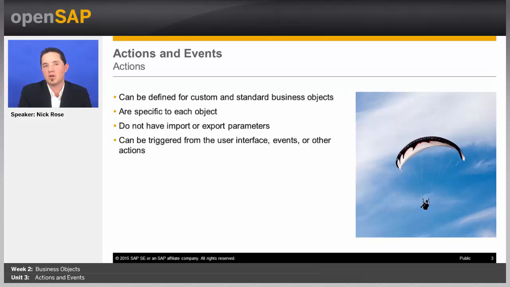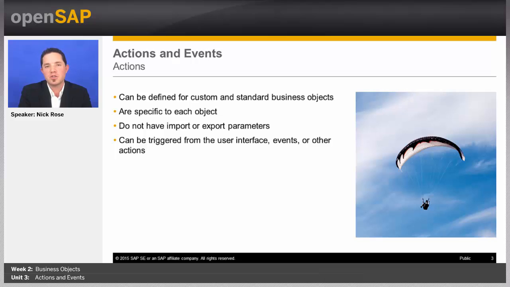There are many actions that are already there on standard business objects, so even though we can create new ones, obviously there are existing ones. And actions in the SAP Cloud Application Studio do not have import and export parameters. So that means when we call an action on an object, we're not going to pass info into it. Within the action itself, if we need any data, we're going to have to retrieve that data and use it somewhere within our action.